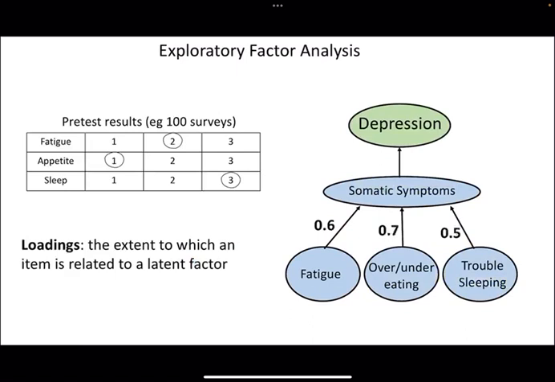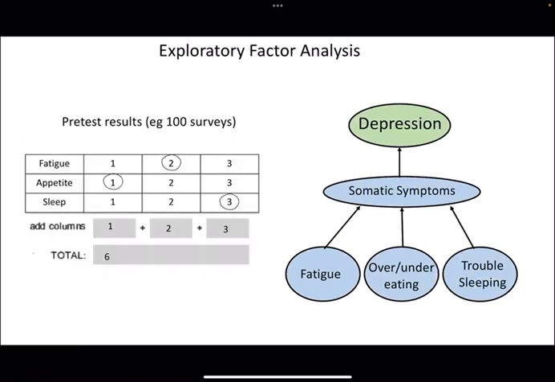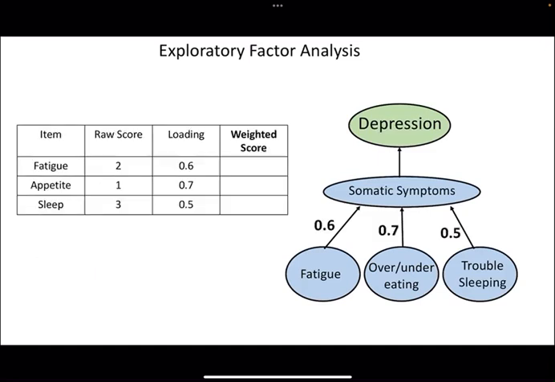There are other ways of looking at it that people have tried, such as looking at it as a linear equation. Okay, I wasn't ready to talk about that yet. So this would add to 6, but we can have a weighted score where each of these loadings is used to weight each of these things, fatigue, appetite, and sleep, based on how important we think it is.